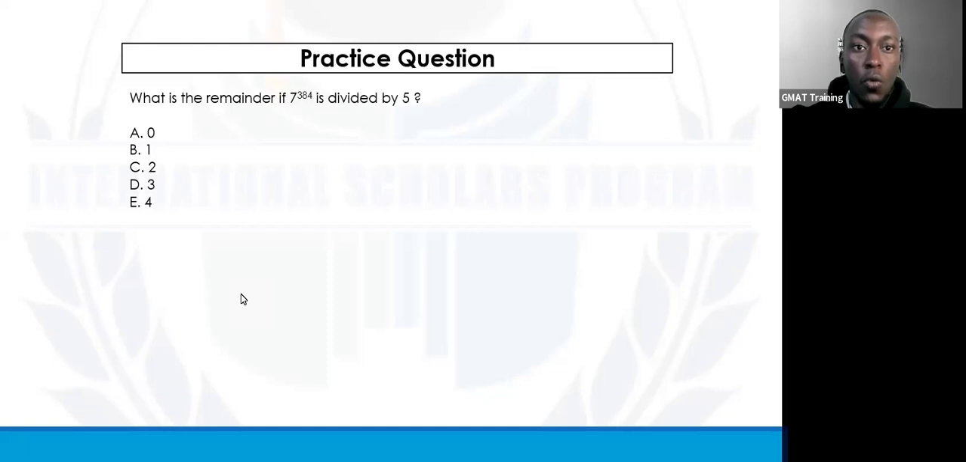Right, so what is the remainder if 7 to the power 384, that's a huge number, is divided by 5? Now, when it comes to cyclicity and divisibility for 5, 10, and 2, you look at the last digit. So that's a hint. Give the question a try, pause the video, and then jump in.